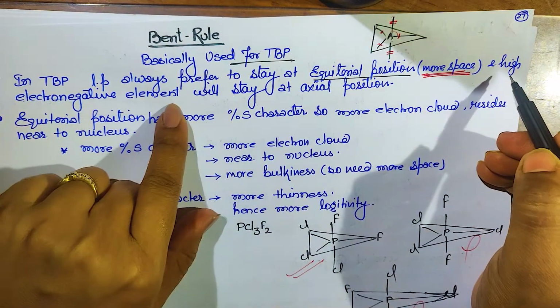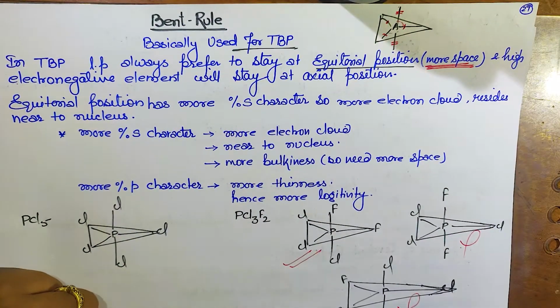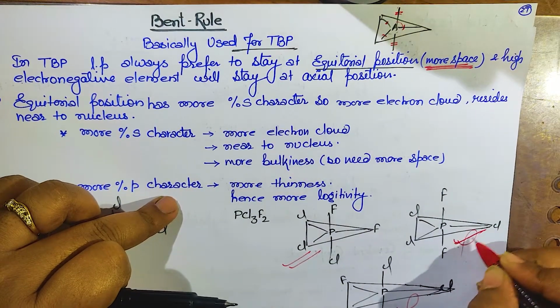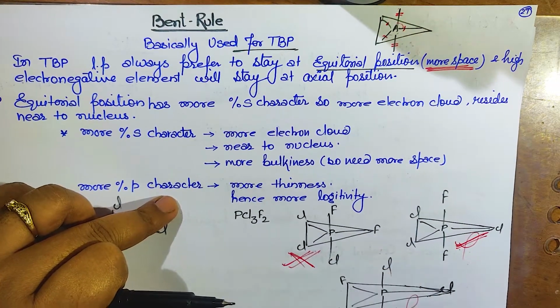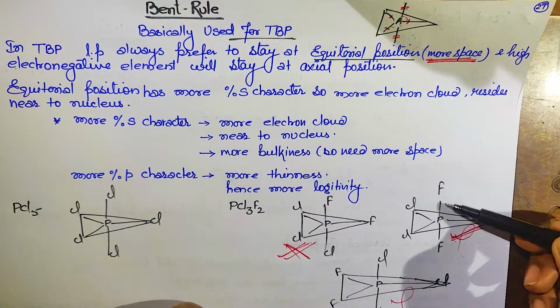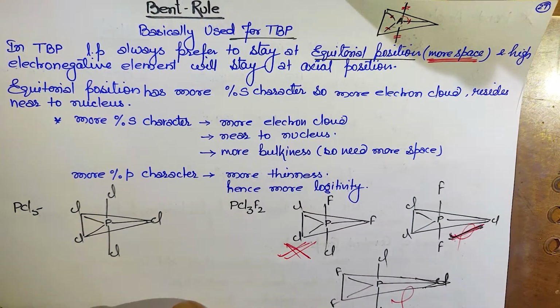A highly electronegative element will always stay at the axial position. So fluorine is, sorry, I made the structure wrong over here. This one is the correct. Okay, sorry, this one is wrong. Fluorine is more electronegative than chlorine, so that's why it should be on the axial position, isn't it? So that is the correct structure.